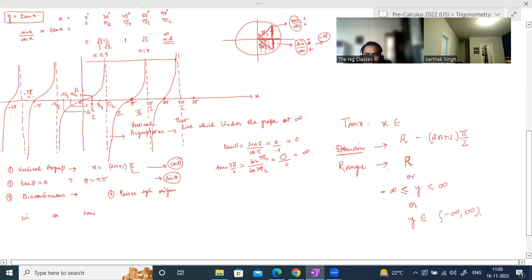Why have we chosen an open interval here? Because infinity you can never reach. If you write this as minus infinity to infinity in closed brackets, this would have been a wrong statement, right? This is incorrect. Infinity is never reachable, so we should always write round brackets.